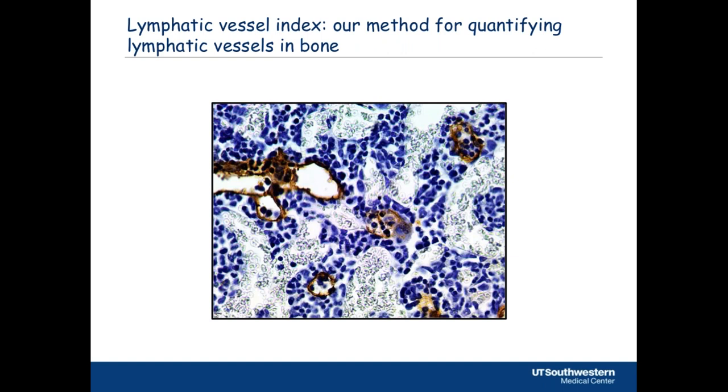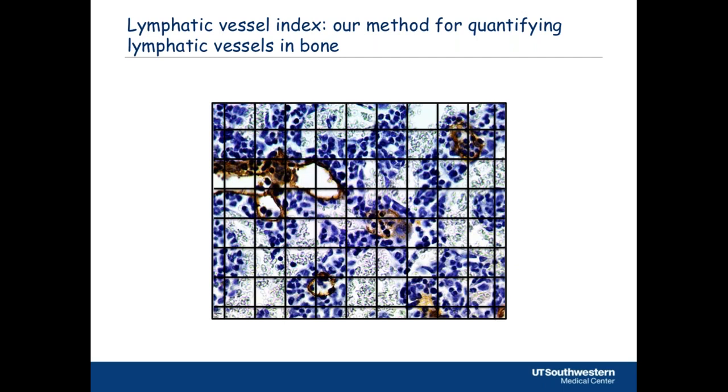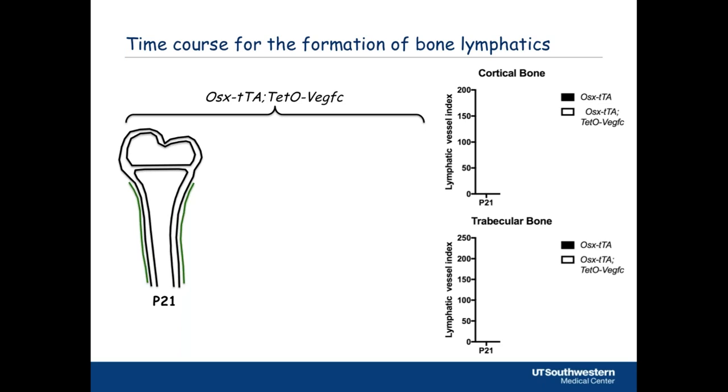And I just want to briefly go over the method we use to quantify lymphatic vessels. What we do is we take a picture of lymphatics, we then place a grid over that picture, and then count the number of times the grid lines intersect either within or on a lymphatic vessel. And we refer to this as our lymphatic vessel index. So you'll hear me refer to lymphatic vessel index multiple times throughout this presentation.